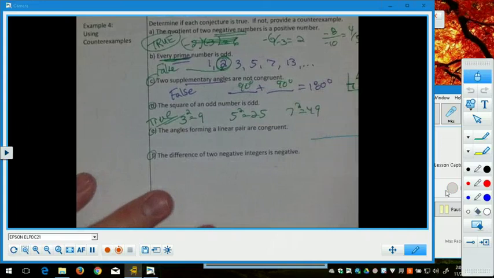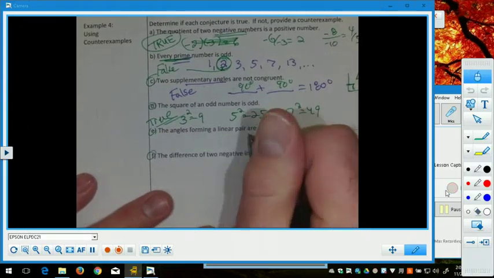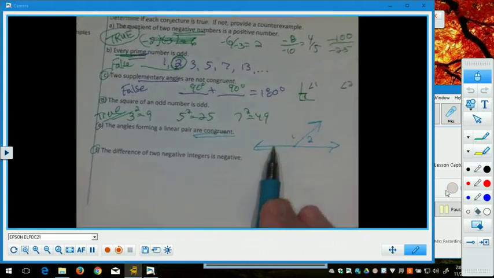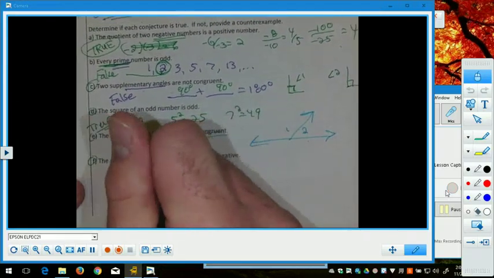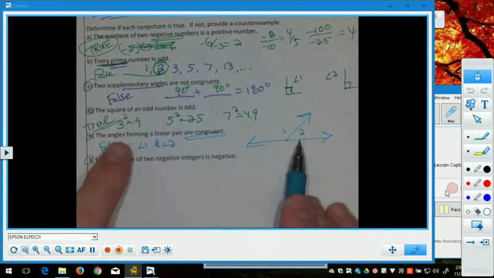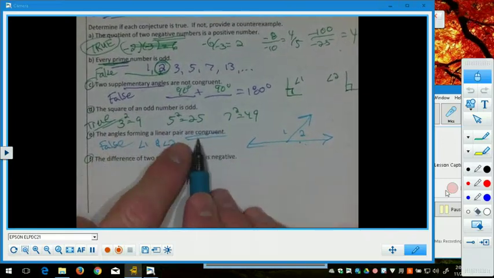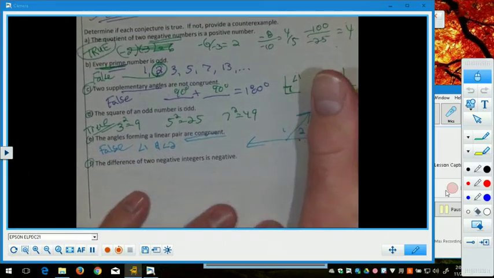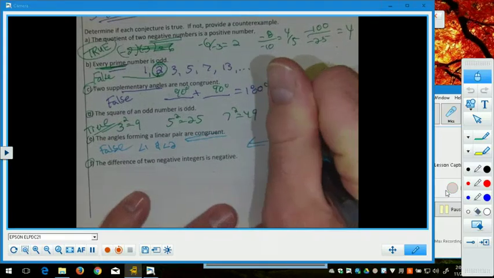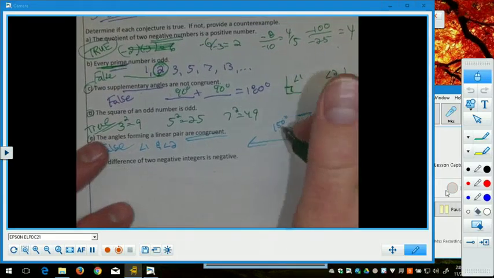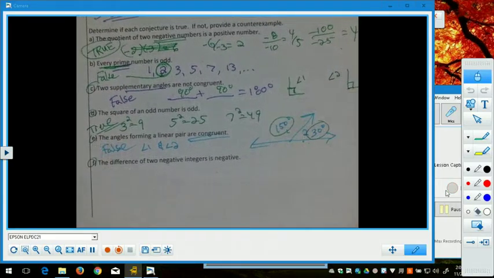Angles formed by a linear pair are congruent. Angles formed by a linear, no, just because they're a linear pair doesn't mean they have to be congruent. So here's my counterexample, angle 1 and angle 2. I say false. Here's my linear pair. I'm at the first part of the sentence, but they're not congruent. This is clearly smaller than this. In fact, I'll label this one to be 30 degrees and this one to be 150 degrees. Still a linear pair because they're adding to 180, and they're connected by a common ray, but they're not congruent.